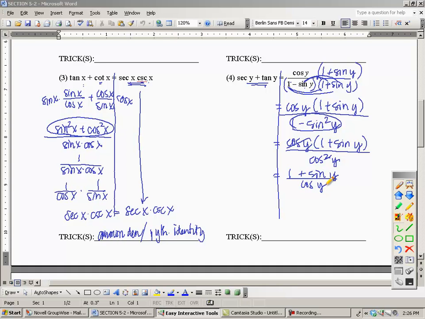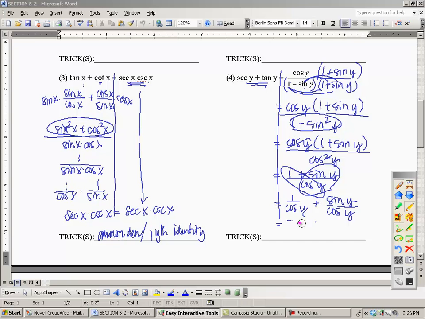Now here's where I can start splitting stuff up. Again, I know I'm going to have a plus sign, so I have a plus sign here. And I need secant. Secant's the same thing as 1 over cosine. Hey, look, I can split this up. So I can split this up to 1 over the cosine of y plus the sine of y over the cosine of y. And what I end up getting then is the secant of y.